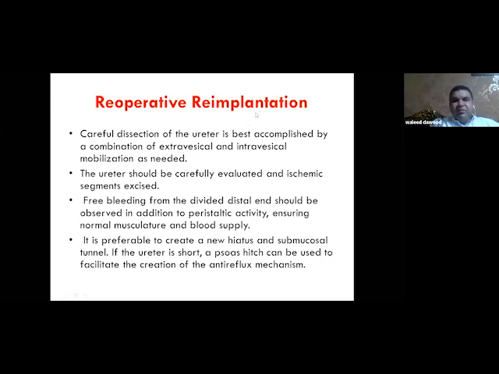Reoperative re-implantation. Is it challenging? Careful dissection of the ureter is accomplished by a combination of extravesical and intravesical mobilization together. The ureter should be carefully evaluated and the ischemic segment should be excised. A free bleeding surface is good to ensure that there is a preserved blood supply. It is preferable to create a new hiatus and submucosal tunnel. If the ureter is short, a psoas hitch can be used to facilitate the creation of an anti-reflux mechanism.